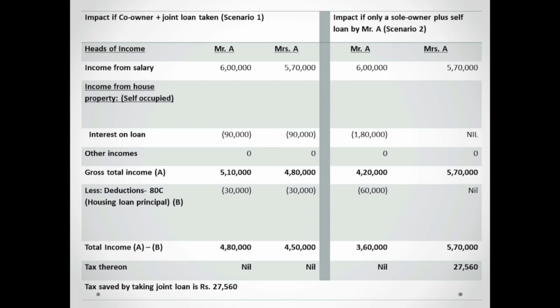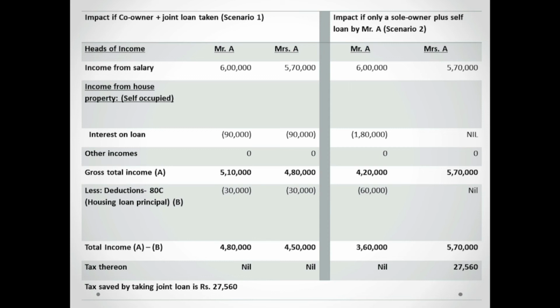So let's take, in the first scenario you have taken a joint loan, in the second scenario you have not taken a joint loan, that is you have taken a self loan. Okay, both are working, Mr. A, Mrs. A. Mr. A is earning 6 lakh, Mrs. A is earning 5,70,000. Interest on loan 90,000 each, because the 1,80,000 I told you will be split, and gross total income will be 5,10,000 and 4,80,000. Deductions, let's say 30,000, 30,000. Total income will be 4,80,000, 4,50,000. Both are below 5 lakh, nil taxation.